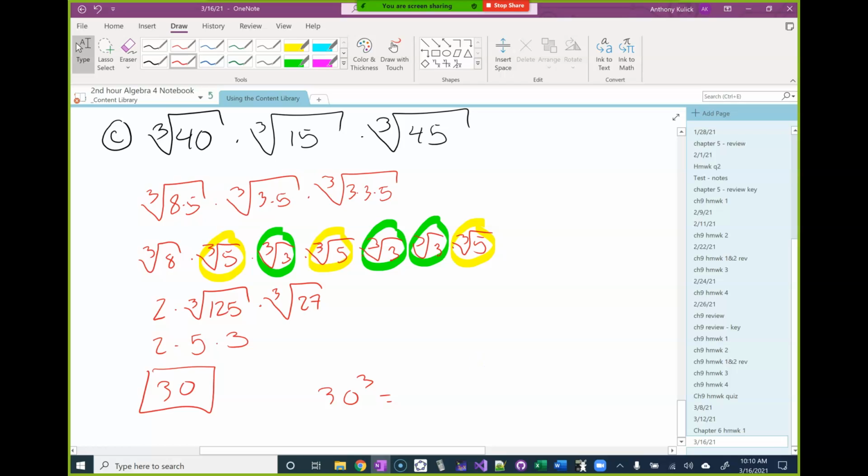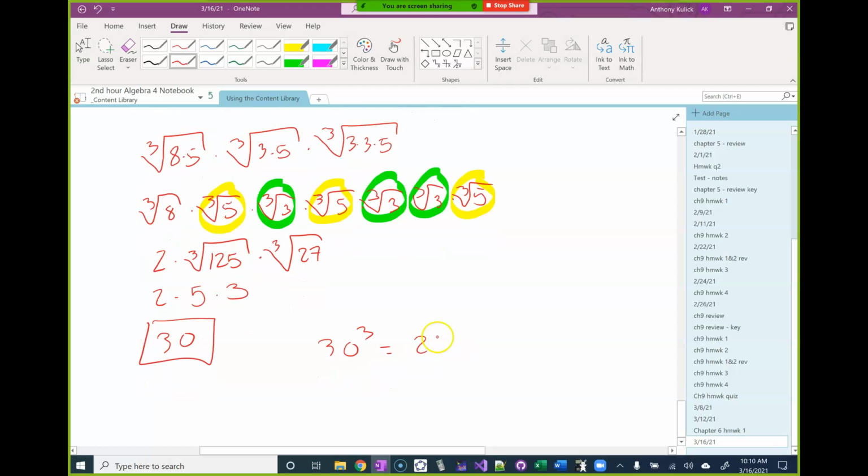27 is 3 to the third. 1,000 is 10 to the third. Maybe you notice that, maybe you don't. But it wasn't too bad to do it just the way we did it, right? By just turning everything into a prime factorization, recollecting things.